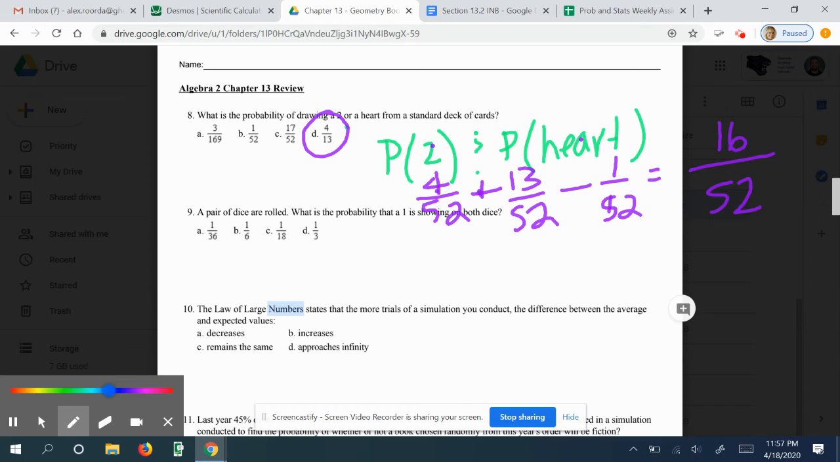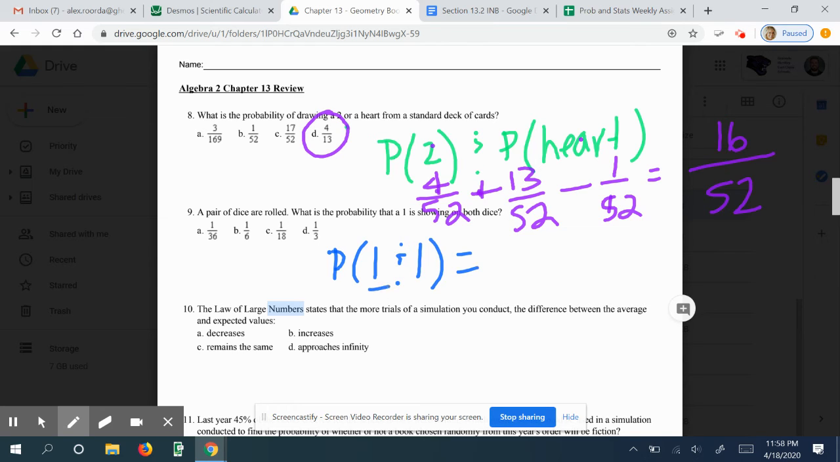Number 9. A pair of dice is rolled. What is the probability that a 1 is showing on both die? Okay, so the probability of a 1 and a 1. Well, the probability of a 1 on the first die is 1 out of 6, times the probability of a 1 on the second die is 1 out of 6. So the probability of them both being 1s is 1 out of 36. And remember, when we multiply fractions, top times top is 1, bottom times bottom is 36. So 1 out of 36, so A.